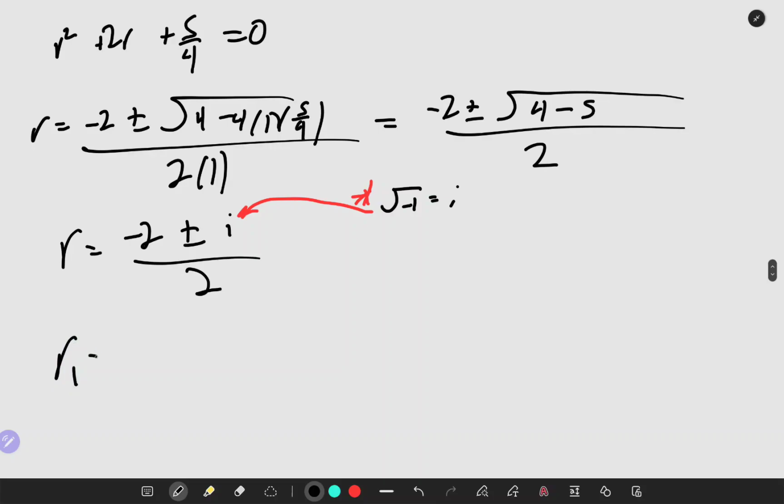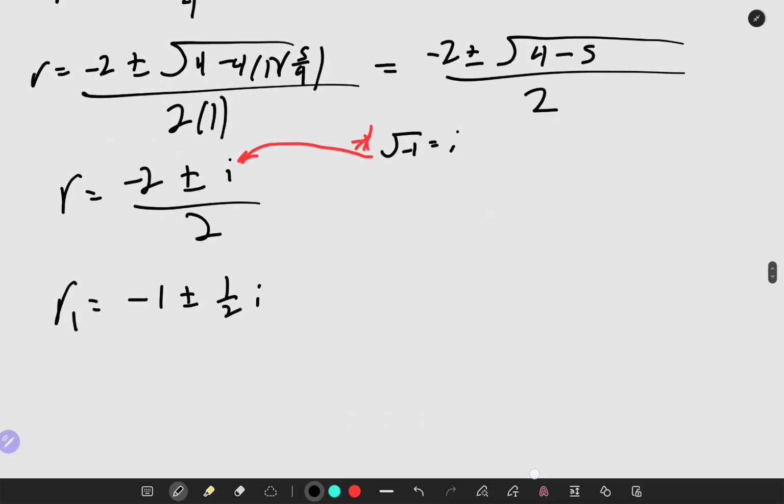Okay, so now we have r1 would be negative 2 plus i over 2, which can be rewritten as negative 1 plus or minus 1/2 i. Now you can see we're going to have a coefficient in front of the i. So now it's going to matter what's in our sine and cosine terms. So r2 would be negative 1 minus 1/2 i. I'm sorry, r1 is the plus term, r2 is the minus term.